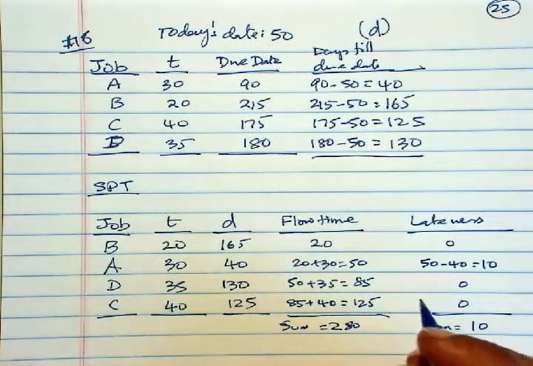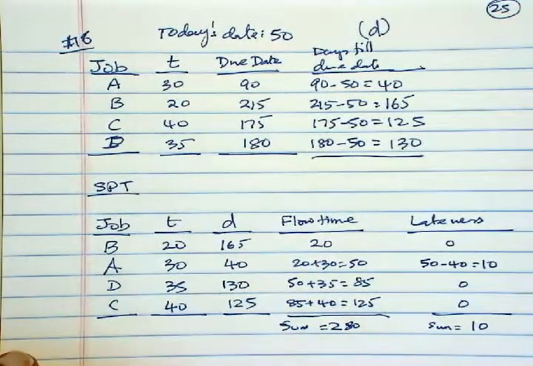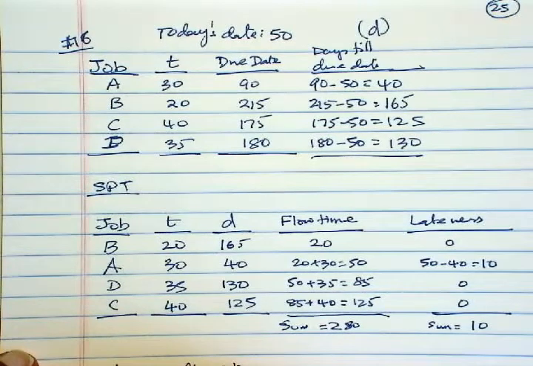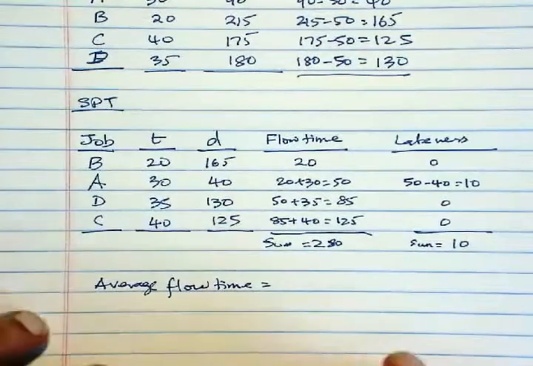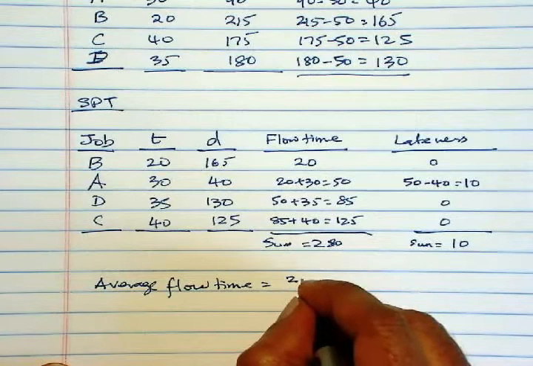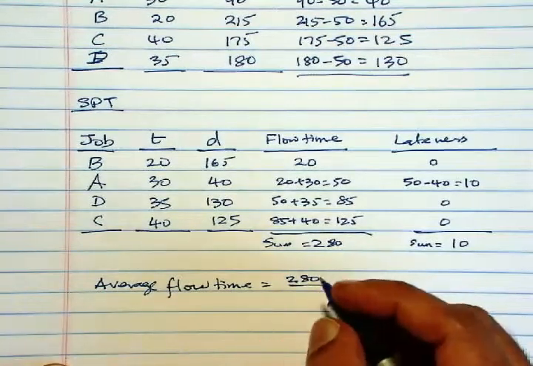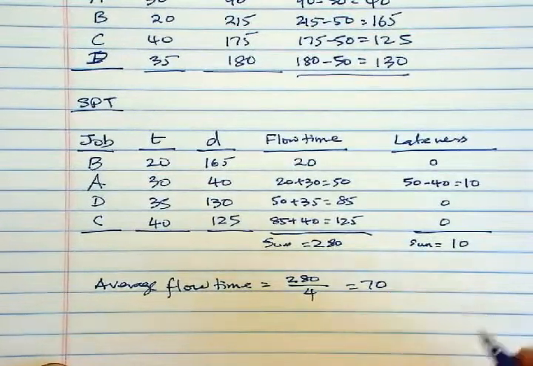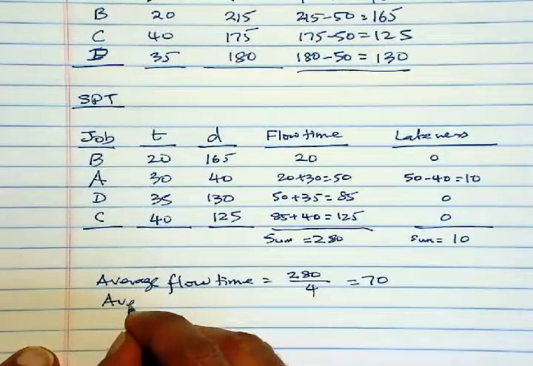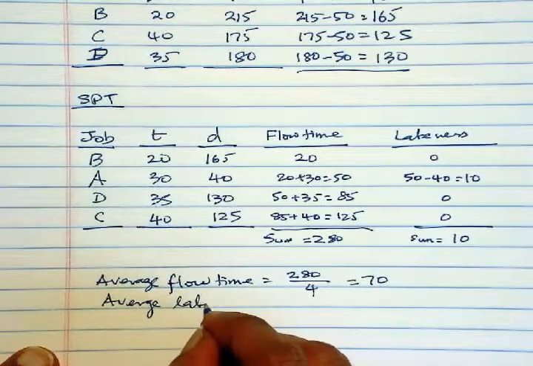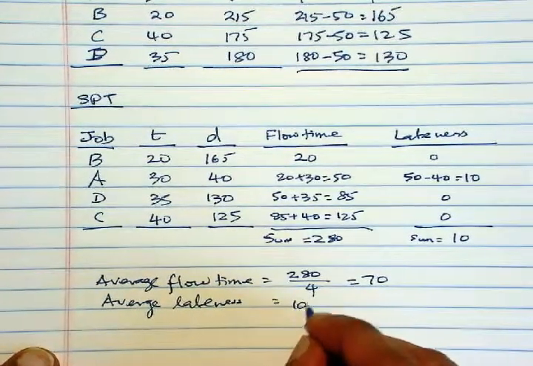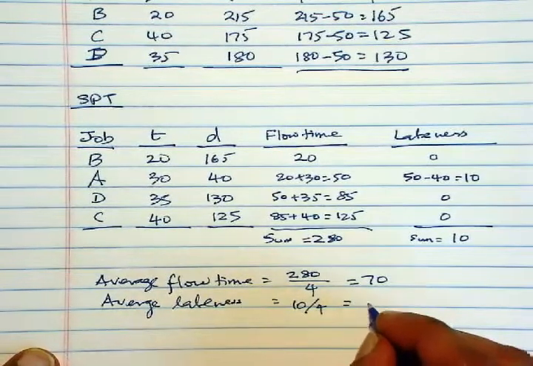Okay, so average flow time is 280 over 4, so that is 70. Average lateness is 10 divided by 4 is 2.5.